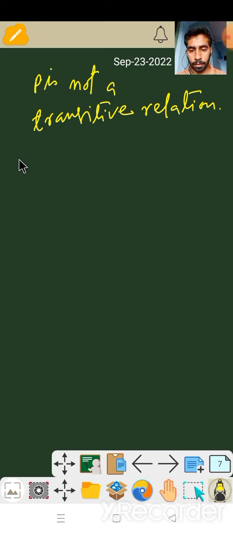Therefore, rho is reflexive, rho is symmetric, but rho is not transitive. Therefore, rho is not an equivalence relation.